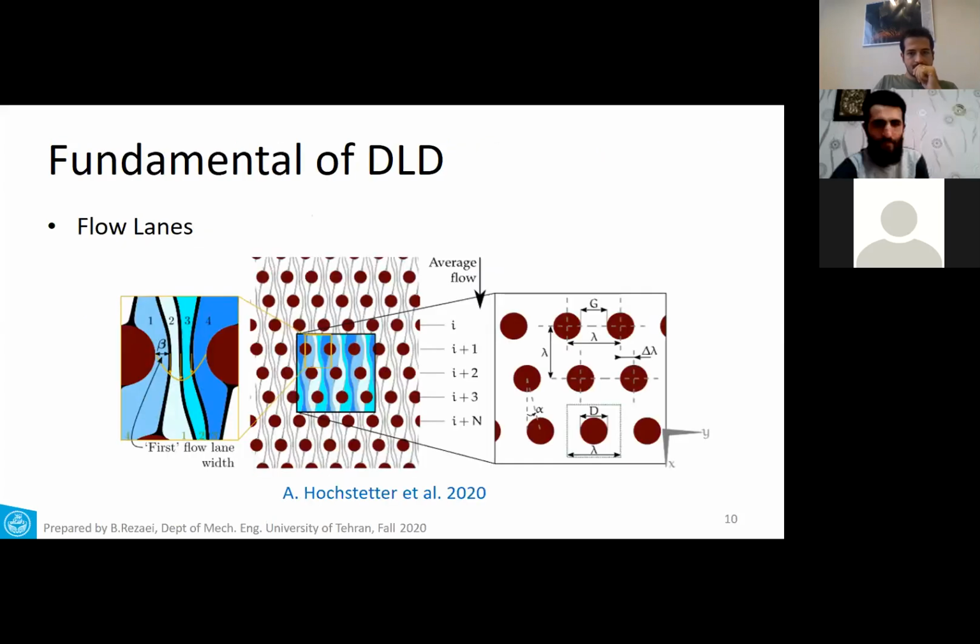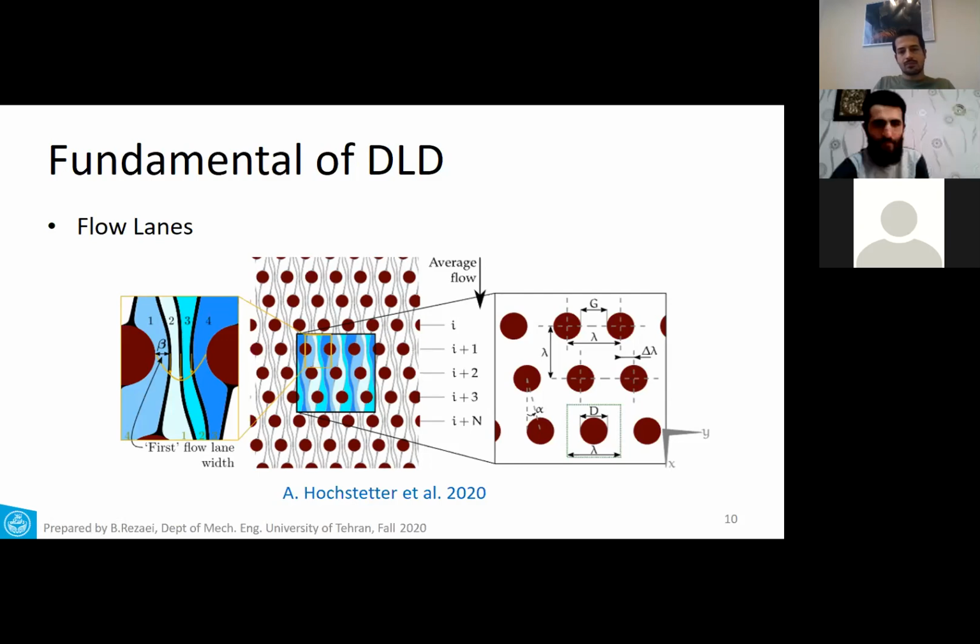Okay, what is the fundamental of DLD and how does it do the separation? As you can see in the middle picture, you see some circles. These circles are obstacles against the fluid.